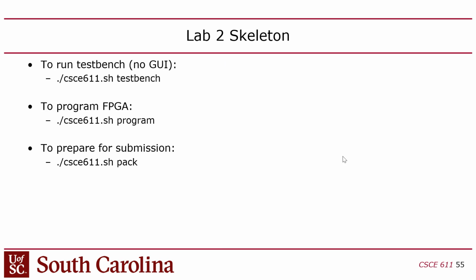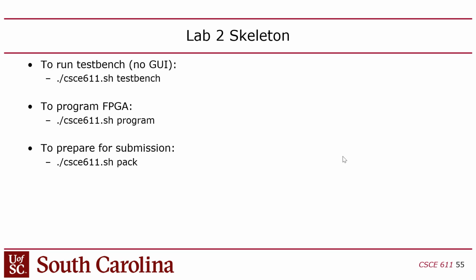Okay, so then the script is called CSCE 611.sh, and you can run it with the test bench, program, or pack options. Program will program the FPGA, test bench runs the test bench. Both of these are without GUIs, by the way. You won't get a GUI. So if you need to debug something with the simulator, you're going to have to run QuestaSim by itself. And if you want to do something in Quartus and see the Quartus GUI, you got to run Quartus by itself. These are using the command line version of those tools, okay?